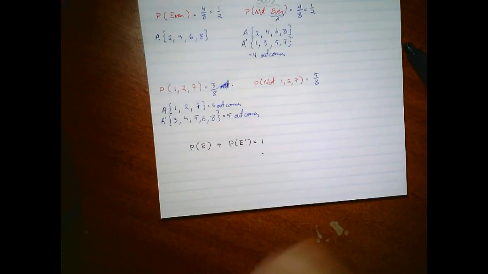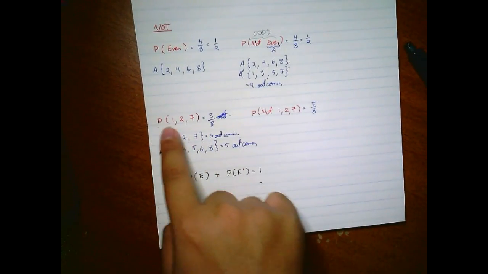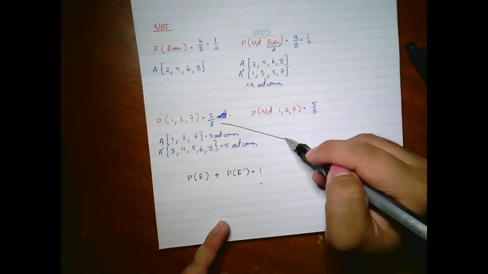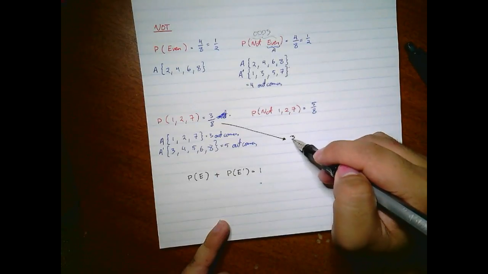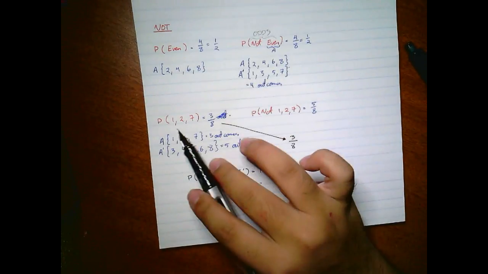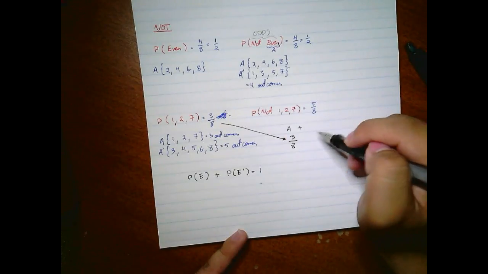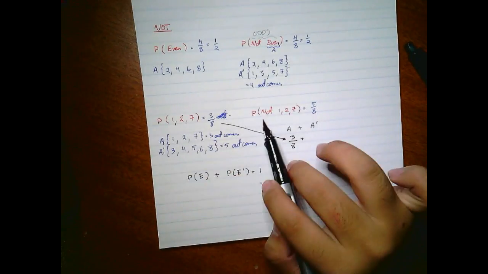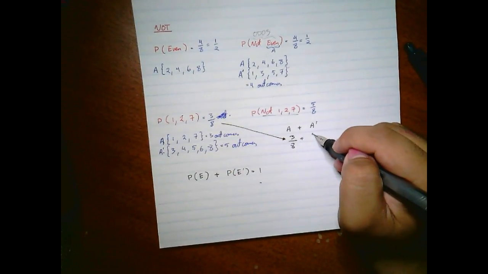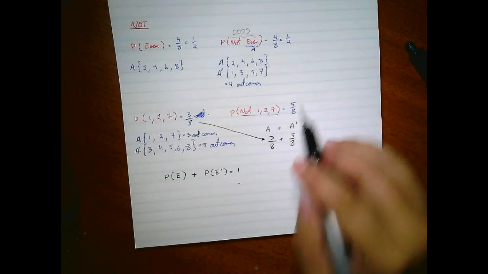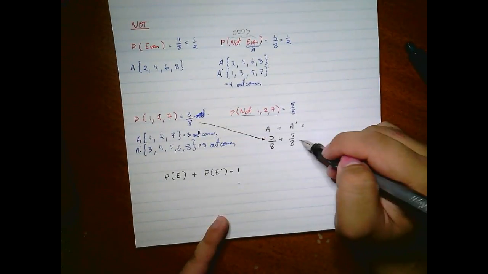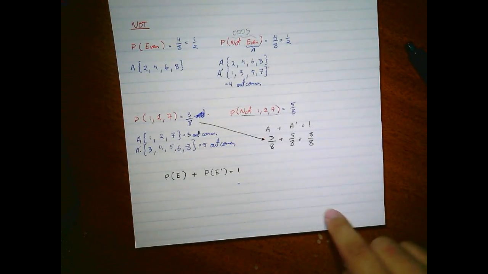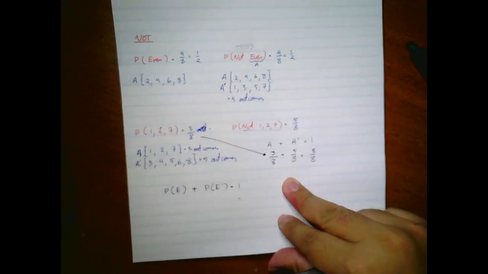Just take a look at this one. The probability of 1, 2, 7 is 3 out of 8. So we'll put that here: 3 out of 8. That's the A event. And if we add the not A, because here's A, here's not A, that's going to be 5 out of 8. Well, 3 out of 8 plus 5 out of 8 is equal to 8 out of 8, which is the same as 1.